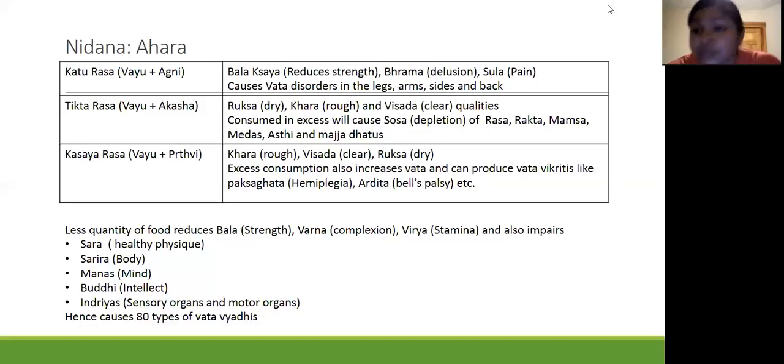Okay, obviously it will also affect the buddhi, or the intellect, and the ability to recollect the information and knowledge that you do have. And we talked about this again over the weekend. And it also will affect the indriyas, the sensory and motor organs, okay? Hence, that's how it ends up causing the 80 types of vata vyadhis, and specifically in this condition, it will help to produce pakshaghata, okay?